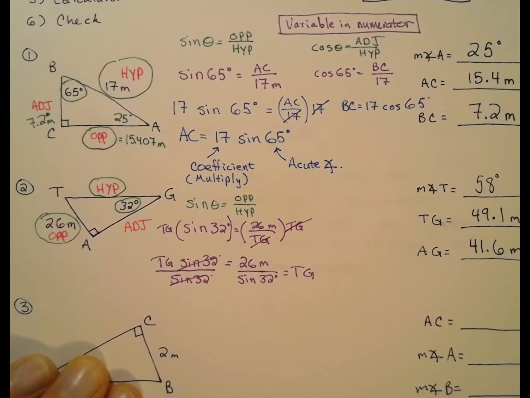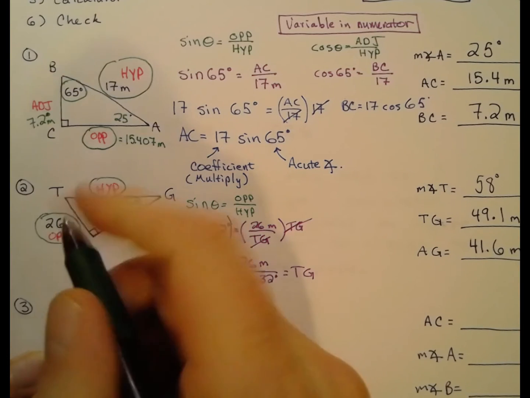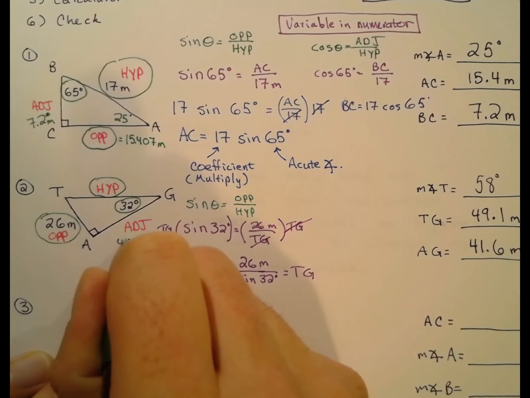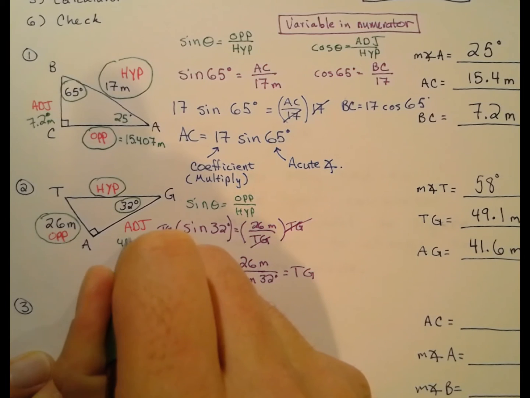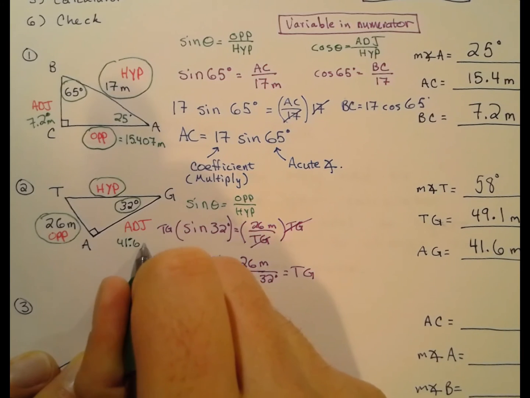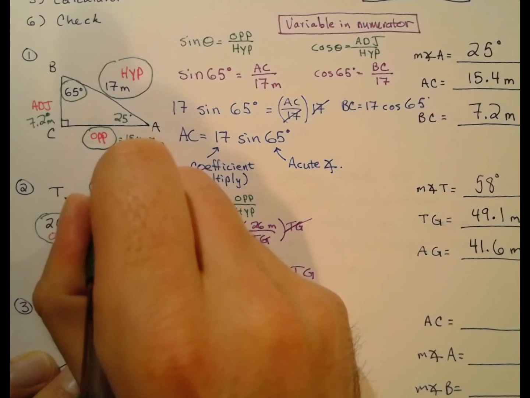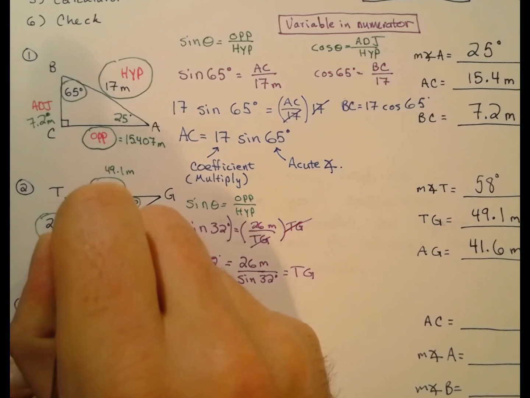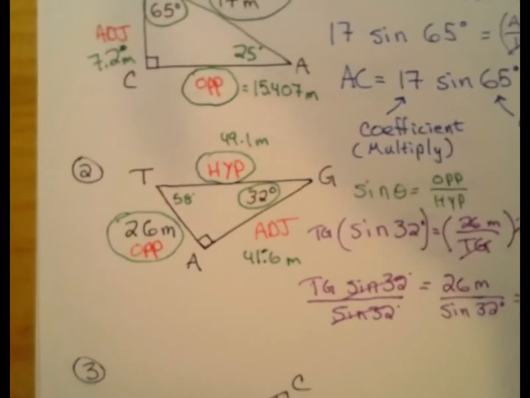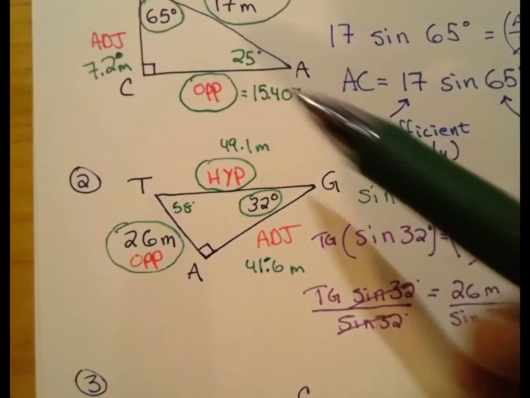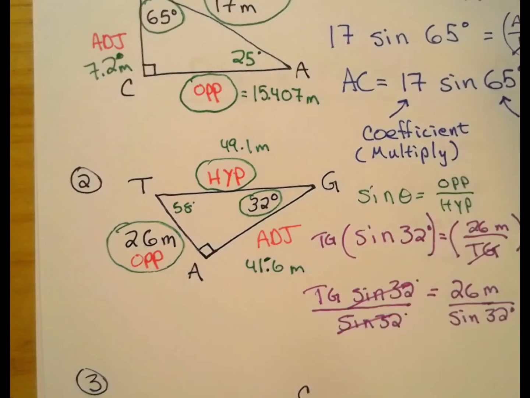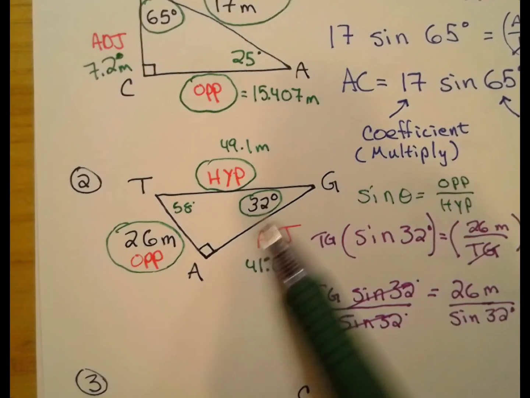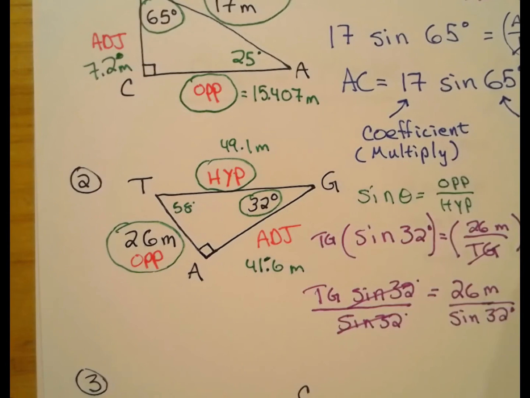So last, with a quick little check, we got 41.6 meters here, 49.1 meters there, and 58 degrees here. Let's just double check. The longest side, 49.1, that's opposite the right angle, excellent. The shortest side, 26 meters, that is opposite the smallest angle, 32 degrees.